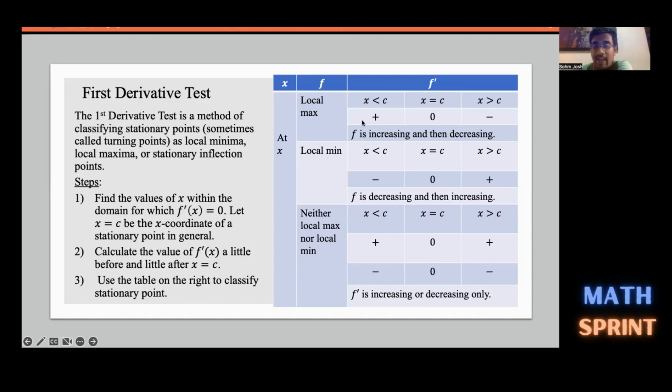After that, we calculate f dash of x for a value of x that is slightly larger than 1, such as 1.001. And if we check the value of f dash of 1.001, we have to use this table after determining whether this value is positive or negative. So again, let's take this scenario where f dash of 0.999 is negative and f dash of 1.001 is positive. Then we can conclude that x is equal to 1 is a point of local minimum by looking at the table over here. So you should probably note down this table.